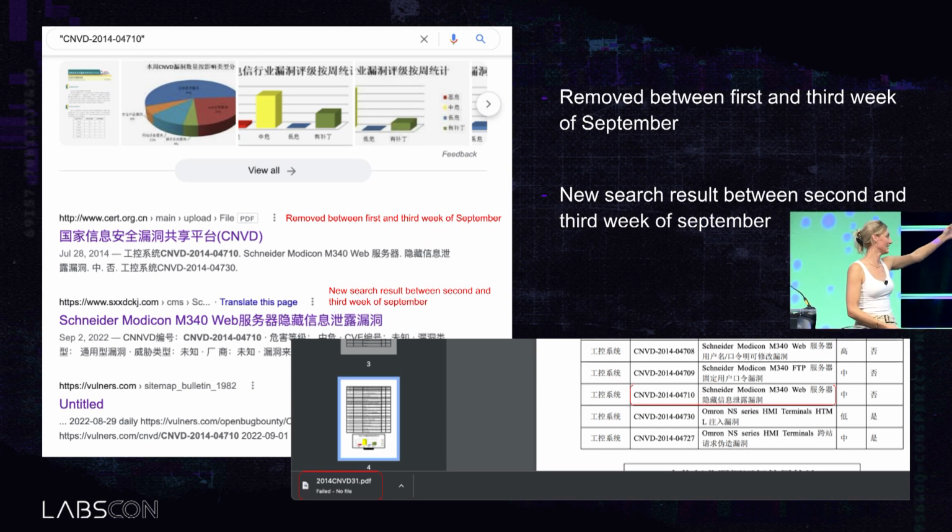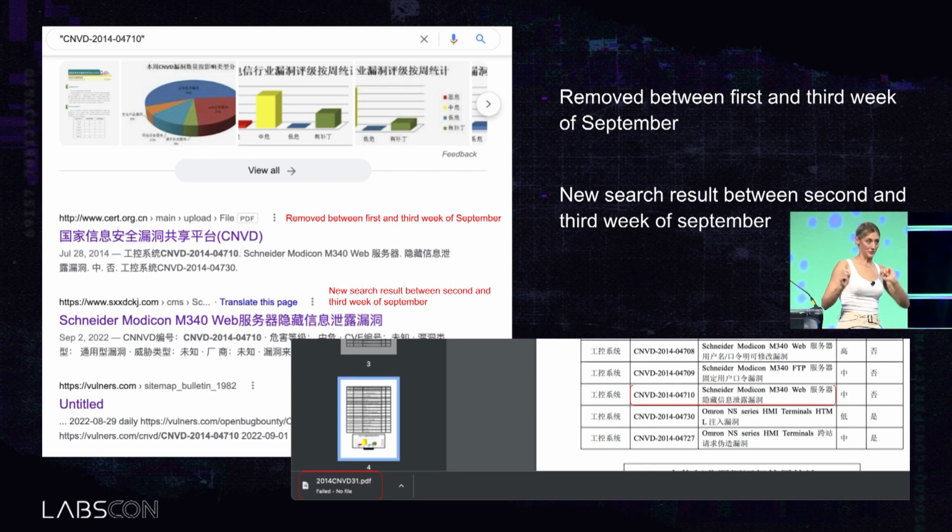So as you can see, I tried to download it. It says failed, no file. So I screenshotted the entire PDF just to keep it and look at it. But what was interesting, about a week ago, this middle search result from SXX-DCKJ, that wasn't there a few weeks ago. And this website, maybe it's late crawling and uploading or something, but it's as if another vulnerability company just published the same content of the CNVD website.